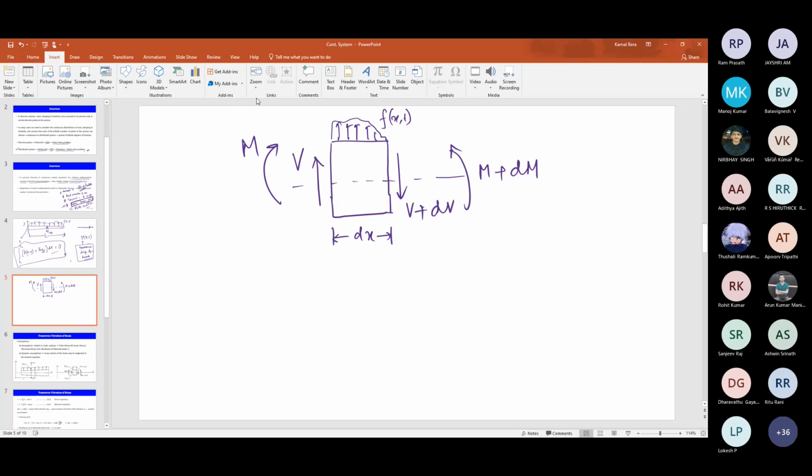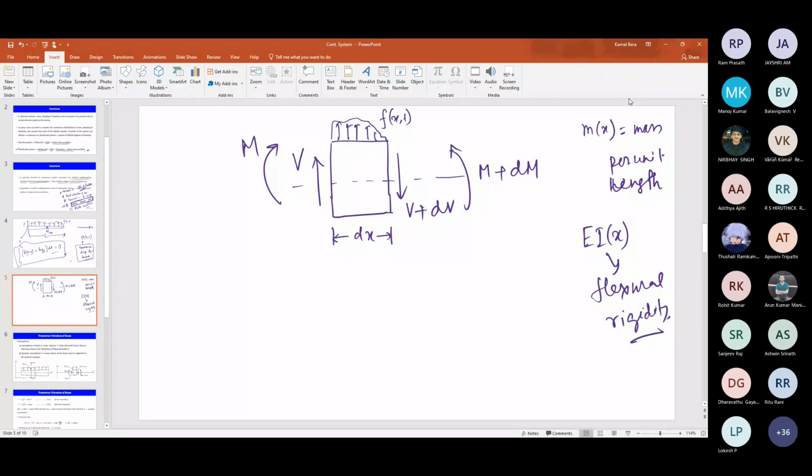Let's say the beam has a mass per unit length m(x). m(x) is the mass per unit length, that is rho into A basically. And EI(x), that can be varying. I mean, it can be a tapered beam. EI(x) is the flexural rigidity of the beam. Okay.